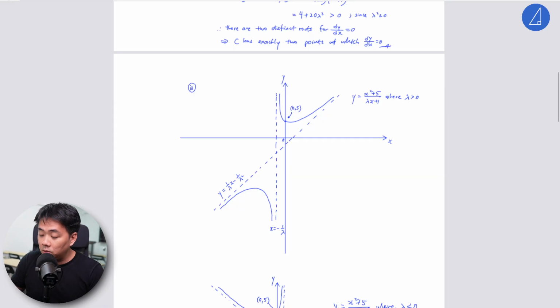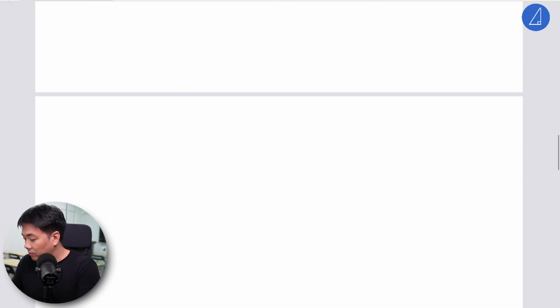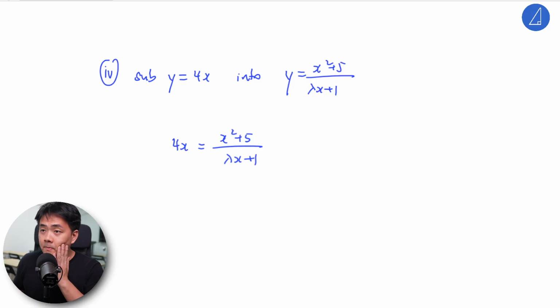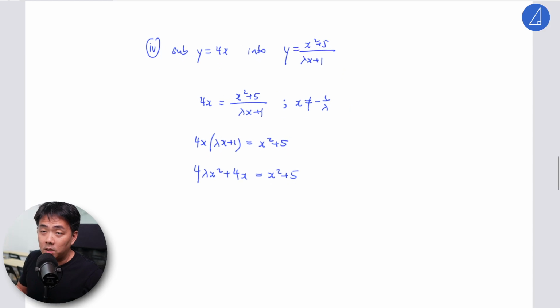So I'm going to use the secondary school method. I'm going to just equate this into this guy. Then we can reduce it to a quadratic equation. Then after which you can just solve by using the discriminant. From here, it's just a secondary school equation. I'm going to just cross multiply, then we're going to solve it. But you just have to take note that x cannot be equal to -1 over lambda, because then the denominator will be 0. Don't make the issue, just expand, then we'll just move all the x squared to the other side. So here you go.